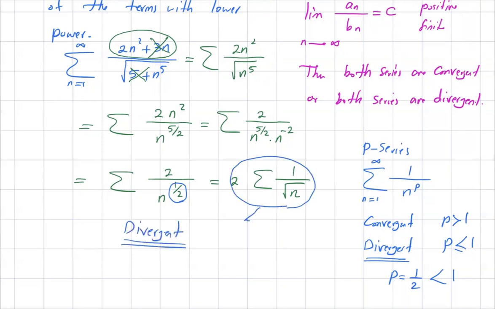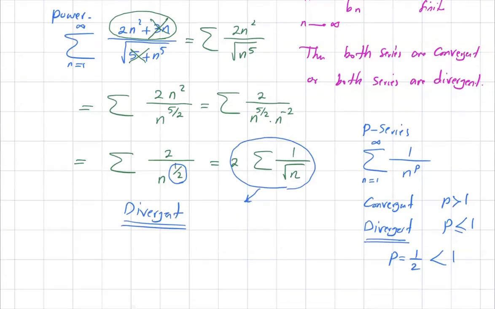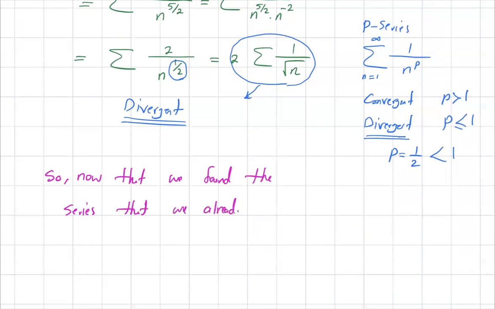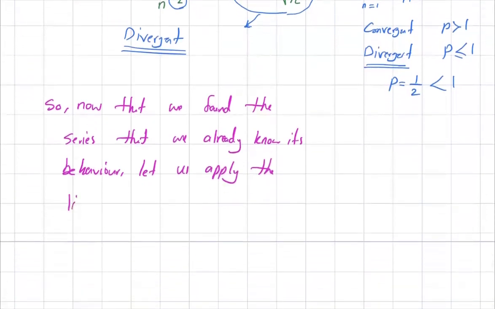I found a series that I already know how to analyze its behavior. This is divergent. So now that we found the series that we already know its behavior, let us apply the limit comparison test.